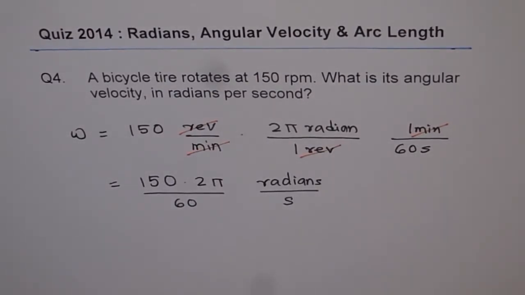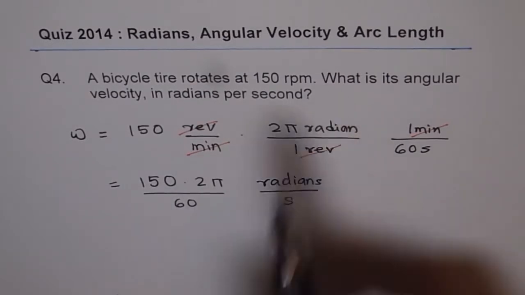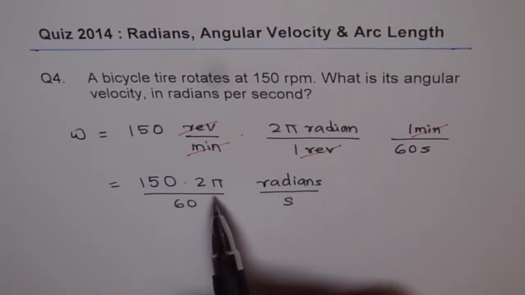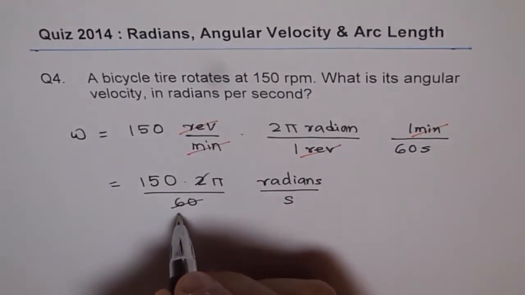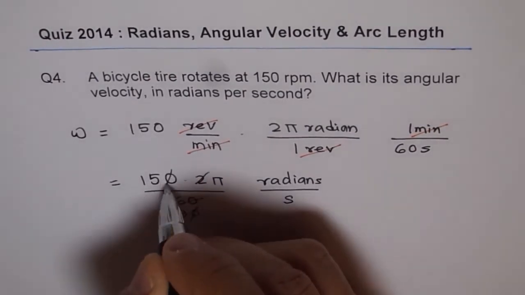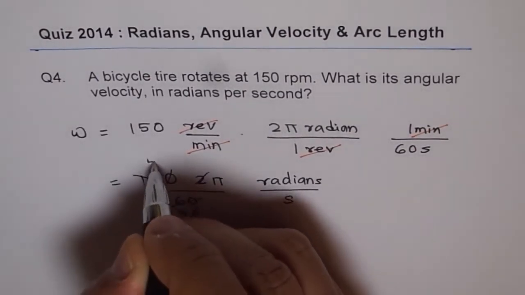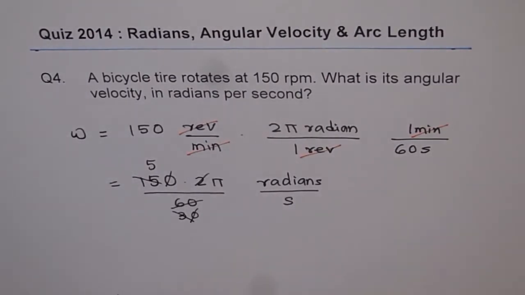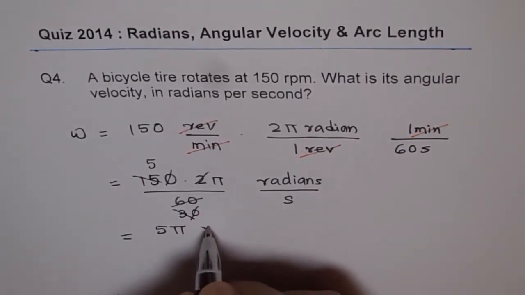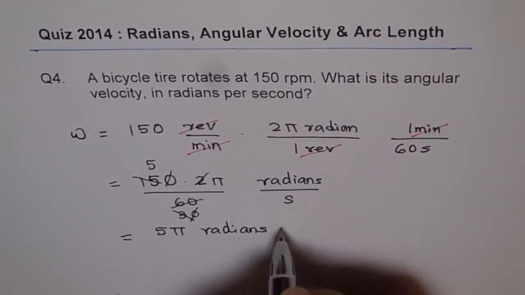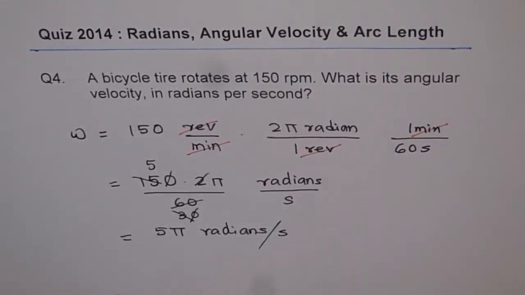Now you can always use your calculator and find your answer, correct? Or if you are writing exact answer, it is not specified, so exact answer is not a bad idea at all, correct? So we can simplify this. So we say 2 cancels out this 30, right? 0 and 0 cancel out, and 3 goes 5 times. 3 times 5 is 15, correct? And therefore we get our answer as 5 pi radians per second, right?